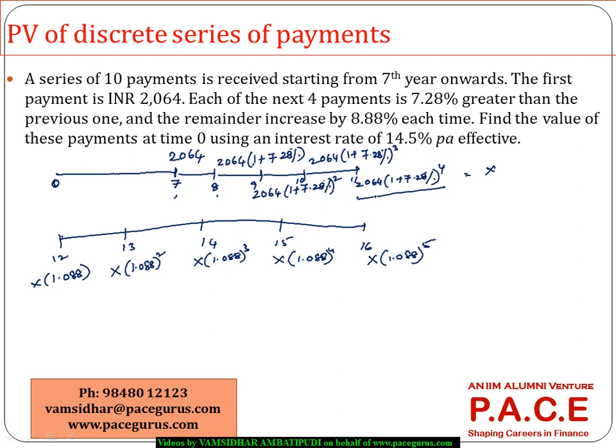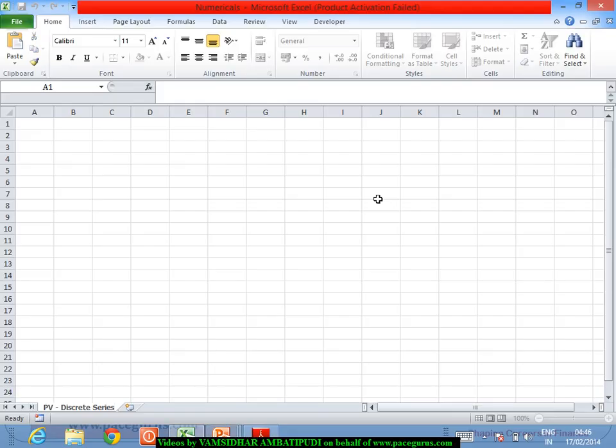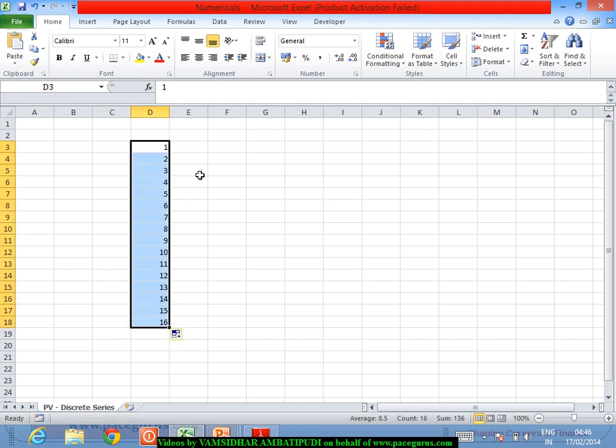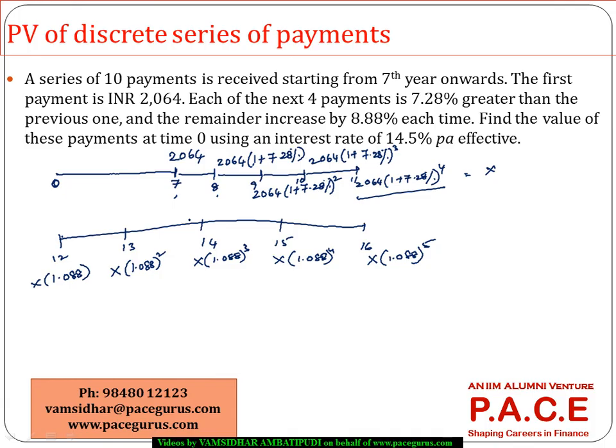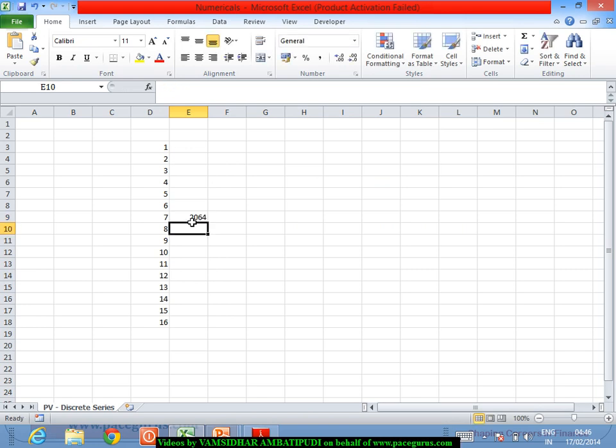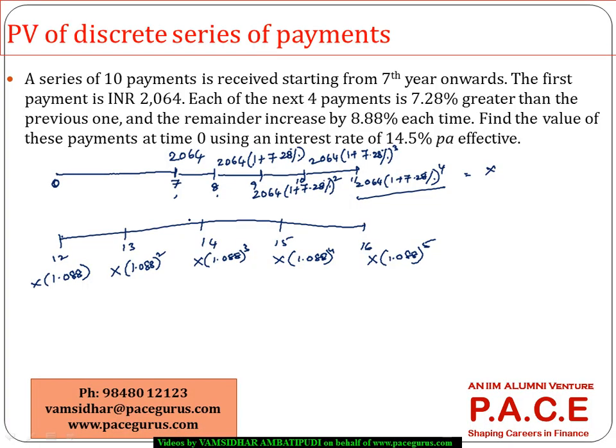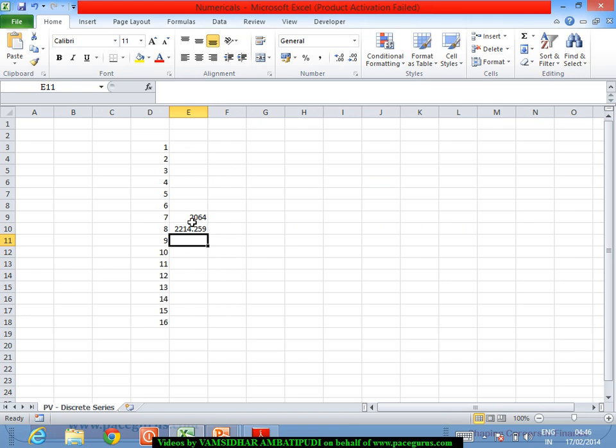So we can very well take these things as a part of the spreadsheet, right? Year number 0 I don't have, 1, 2, 3, probably I'll go up to 16. Only from the 7th year onwards there is 2064, and after that this 2064 is getting incremented by 1.0728, becoming this much. So this goes up to 4 payments, which is up to the 11th year, but from the 12th year onward this gets incremented by 1.088, which is 8.8%, and this trend continues till the 16th year.